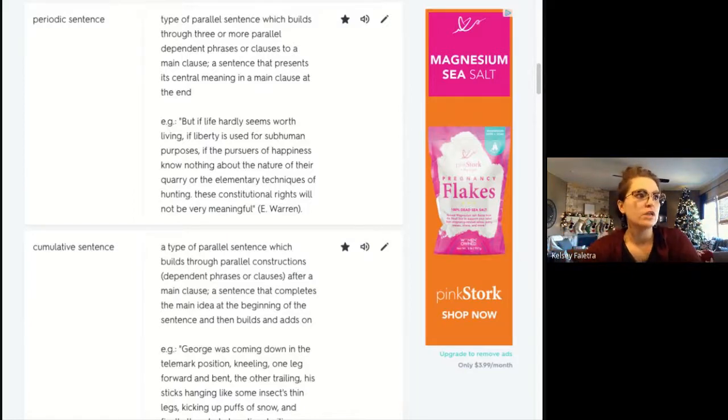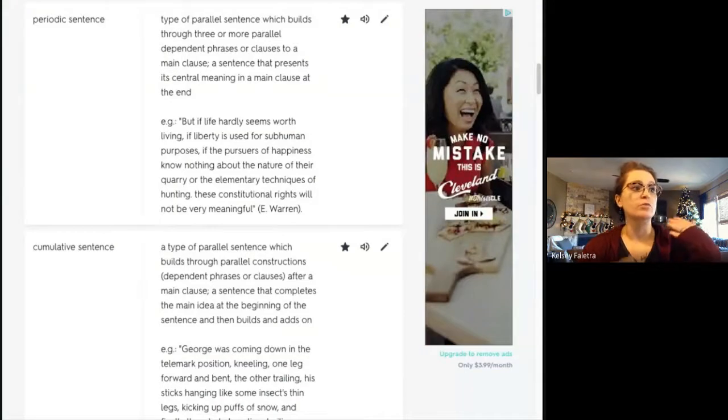So for example, this quote from Warren, "But if life hardly seems worth living, if liberty is used for subhuman purposes, if the pursuers of happiness know nothing about the nature of their quarry, blah, blah, blah, blah, blah," and then finally the main clause, "these constitutional rights will not be very meaningful." So the main clause doesn't come until the very last part of the sentence. Everything before that is a series of periodic descriptors that build tension and lead us into the main clause.